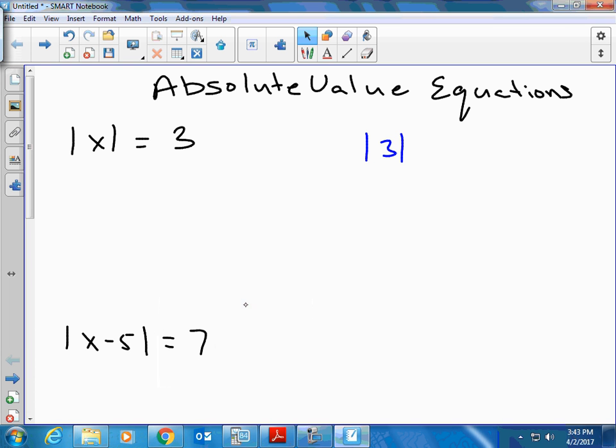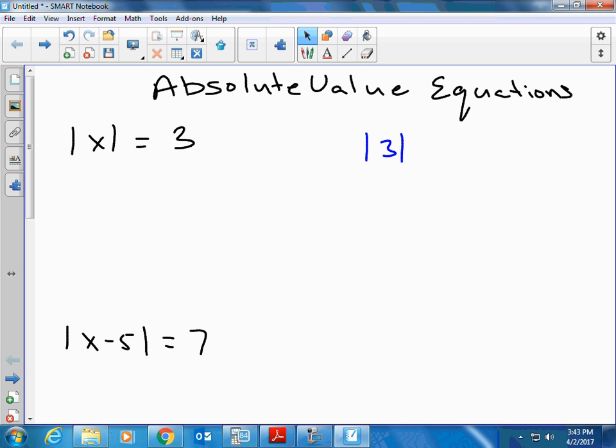Okay, plan for the day is to look at absolute value equations, and more specifically, to look at how to solve these absolute value equations. So the first step is, let's review what absolute value means and how to evaluate with an absolute value.